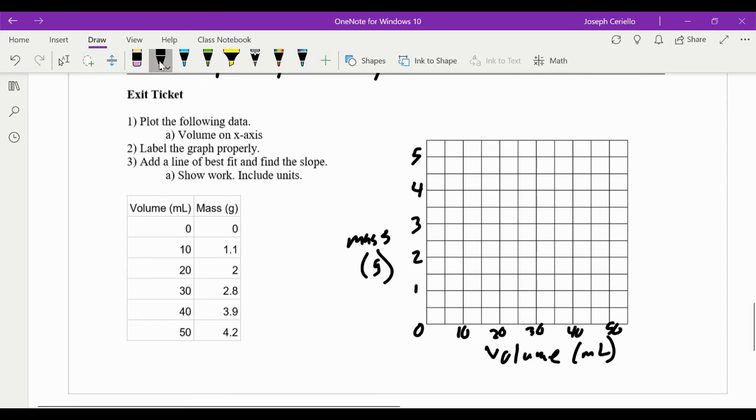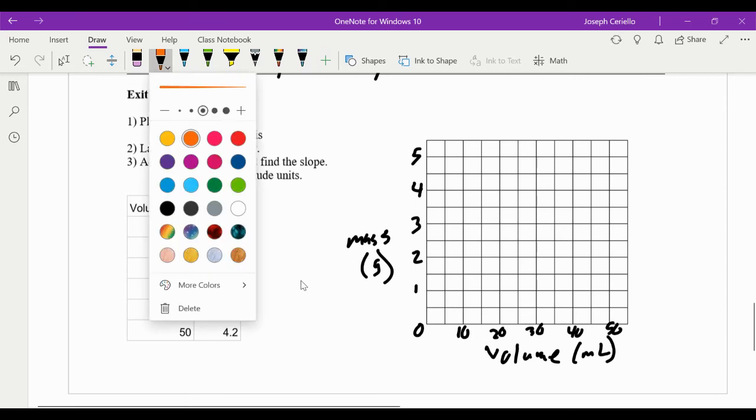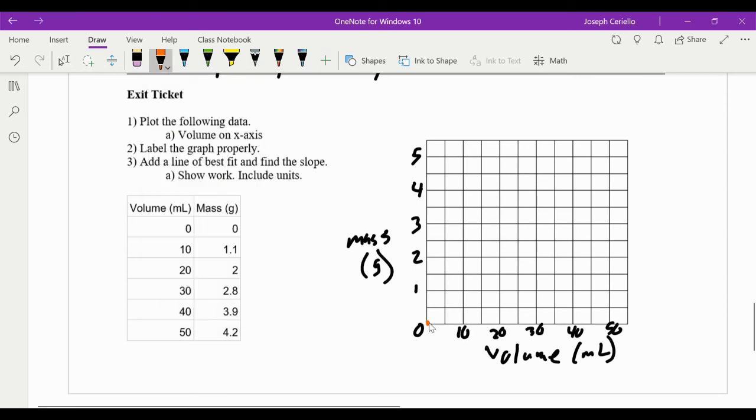So we have one data point right here. That data point is going to be 0, 0. Then we have 1.1 and 10. So a little bit right there. Then we have 2 and 20. Then we have 2.8 and 30. So let's see, that should be about there. Then we have 3.9 and 40, so just below 4.